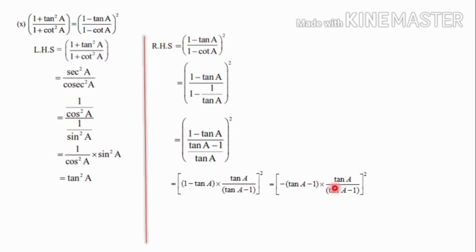So these two we can cancel. When we cancel tan A − 1 and tan A − 1, in the numerator there is a minus sign and there is a tan A. So it comes as (− tan A) the whole square. Minus square is plus, so (tan A) the whole square is tan² A. So that is our right hand side. So the left hand side and right hand side are now the same. LHS is equal to RHS, hence proved.